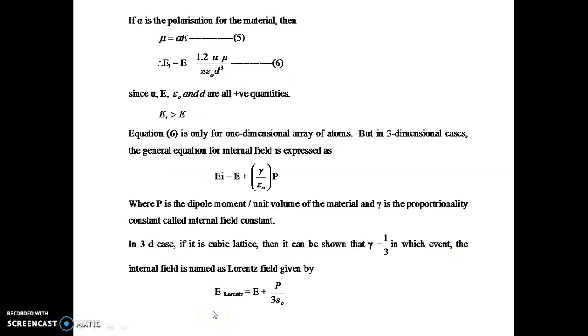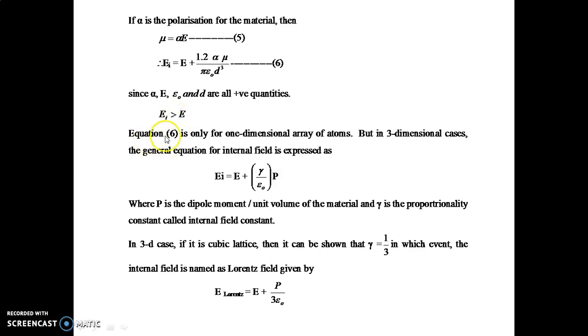Clear? Now see, if alpha is the polarizability of the material, then what is the dipole moment? Mu is equal to alpha into E, isn't it? So you can substitute in the internal field: EI is equal to E plus 1.2 alpha into E divided by pi epsilon naught dq. Here in the previous equation, mu is substituted as alpha into E. Since alpha, E, epsilon naught and d are all positive quantities, we can expect that EI, the total internal field, is greater than the applied field E, correct?